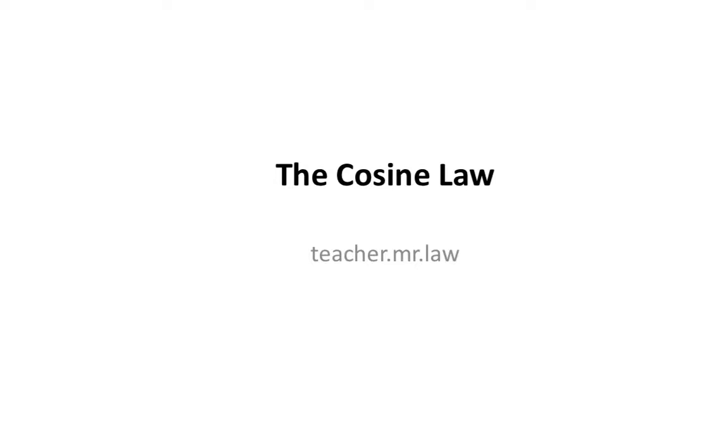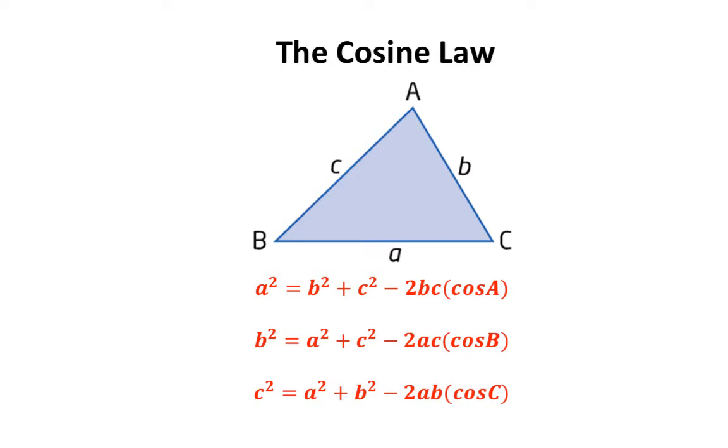In today's lesson, we'll be learning about the cosine law. The cosine law is similar to the sine law in that it is used for acute triangles. In other words, it is not usually used for right angle triangles. If you had a right angle triangle, you would likely use SOHCAHTOA or the Pythagorean theorem.